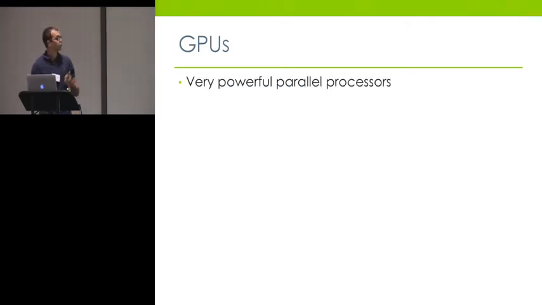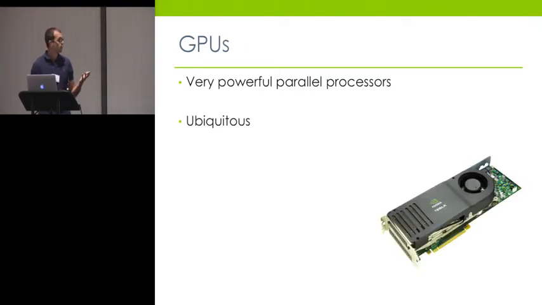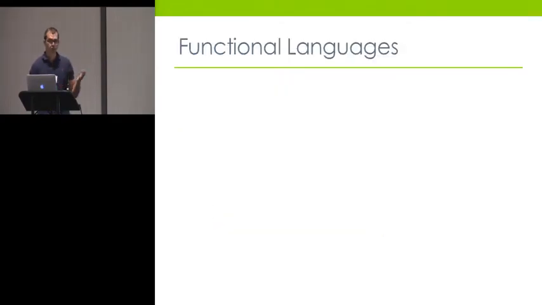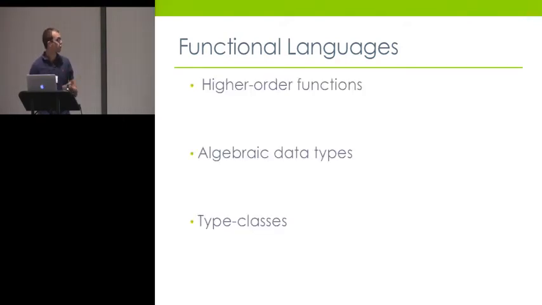GPUs are very powerful processors, and they're parallel, and it's important for us to harness their power. And we find them everywhere now. But they're a bit difficult to program because they have a different architecture, and the languages such as CUDA that we have nowadays are very low level. So thankfully, we have functional languages. We're ICFP after all. And we have some mechanisms such as higher order functions, algebraic data types, and type classes that can help us raise the level of abstraction.